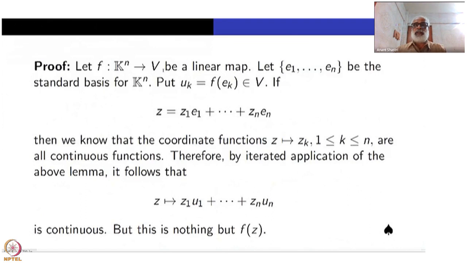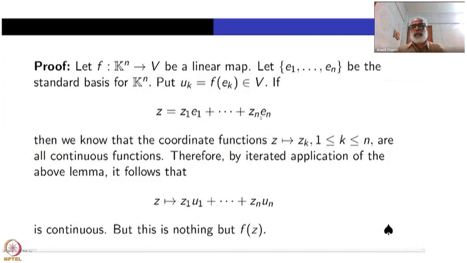Once we have that lemma, let F be any linear map. Any linear map from vector space to vector space is determined by its values on a basis. So let e1 to en be the standard basis. You could have chosen any basis, no problem. Then I will look at the image of e1 to en under F. So put uk equal to F of ek. Now every element z belonging to K^n can be written as z1 e1 plus etc. plus zn en, where the zi's are scalars inside K, right? Then we know that by linearity, F of z is nothing but z1 times F(e1) plus and so on, plus zn times F(en), right?